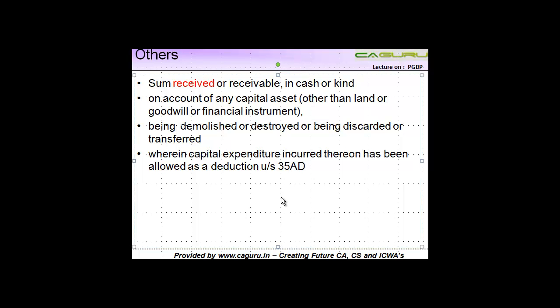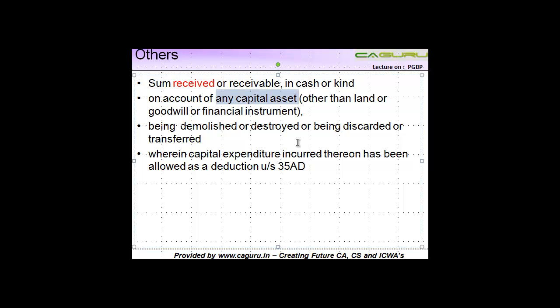Moving on, let's see some of the other incomes which are chargeable to tax under the head profits and gains of business and profession. Sums received or receivable in cash or kind. This is simple, so I'm not getting into the explanation again. We've discussed this in earlier slides. So received, receivable, accrued, cash, kind, on account of any capital asset.